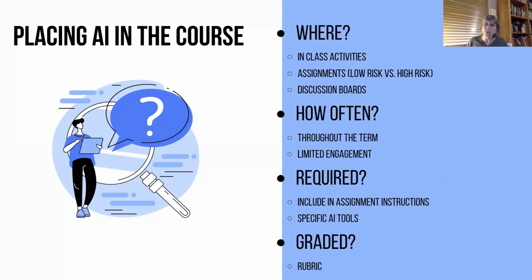So these are some of the questions that you might want to ask yourself. This is what I started asking myself as well about putting AI into my course. Where was I going to put it? Was I going to incorporate it in class activities, which for me are mostly on the discussion boards? Was I going to put it in assignments? Were they going to be low risk versus high risk assignments? Was I going to use it throughout the term? Was I only going to use it in certain parts of the term?